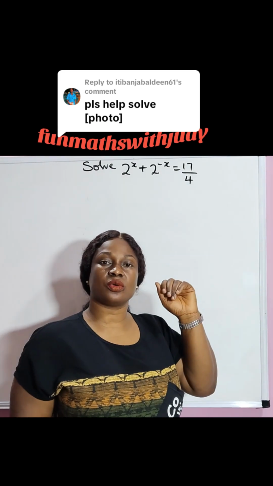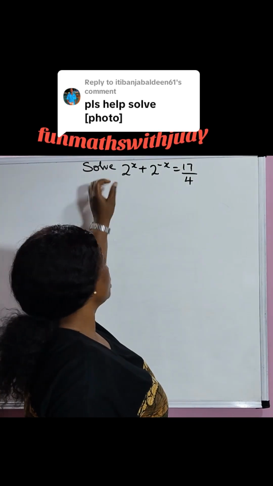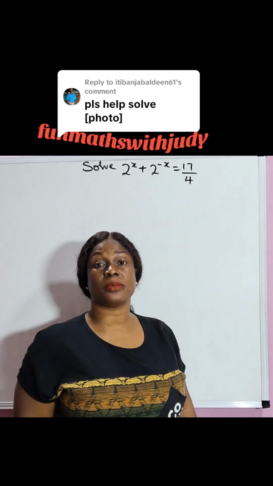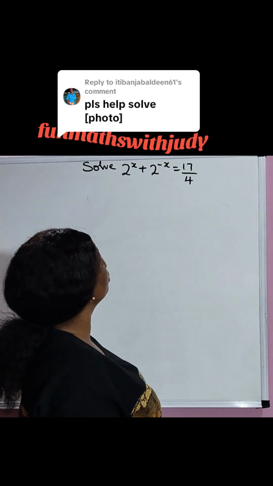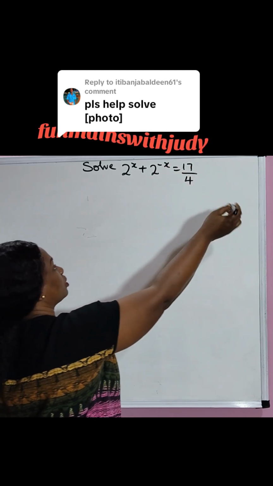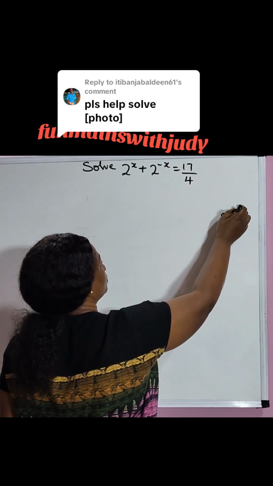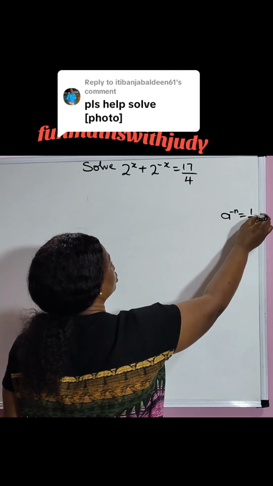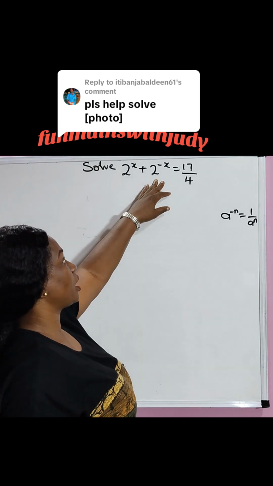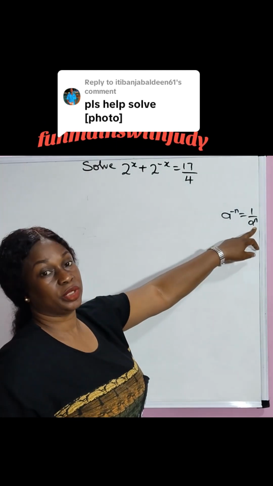Solve this question we have on the board. The question says, solve 2 raised to power x plus 2 raised to power minus x equal to 17 over 4. Now, the first thing we are going to do is to rewrite this. Remember that a raised to power minus n is equal to 1 over a raised to power n. Okay, so we are going to write this to be like this.